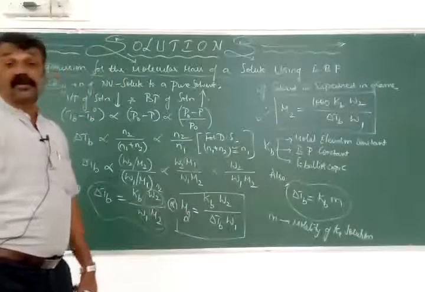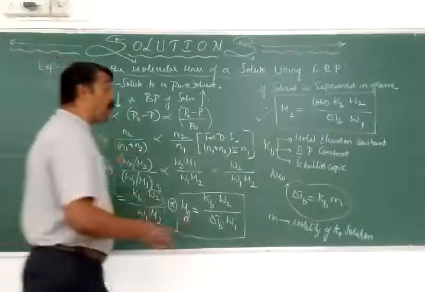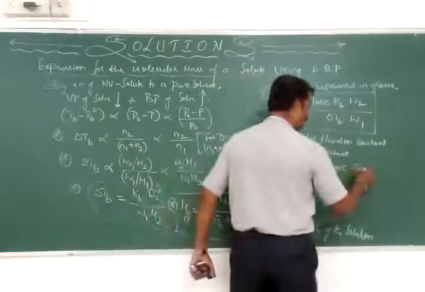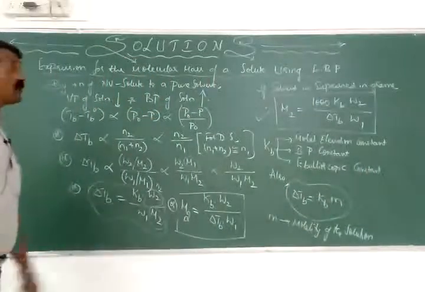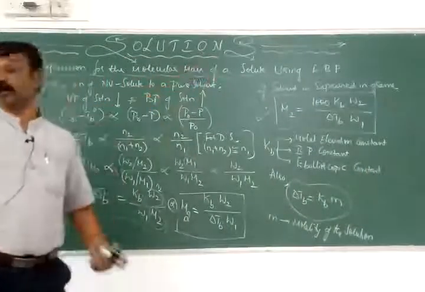Here W refers to mass, M refers to molecular mass, Kb refers to the molar elevation constant or boiling point constant, or sometimes it is also called the ebullioscopic constant. What is that constant here? It is the ebullioscopic constant. Delta Tb, already we know, is the elevation of boiling point.